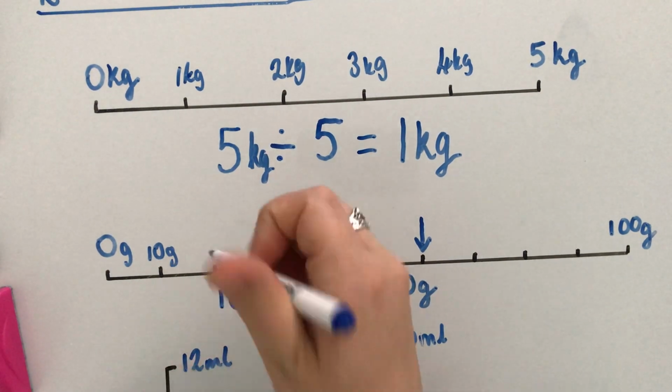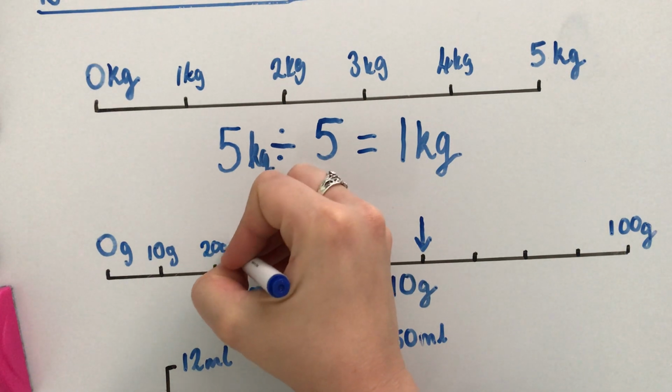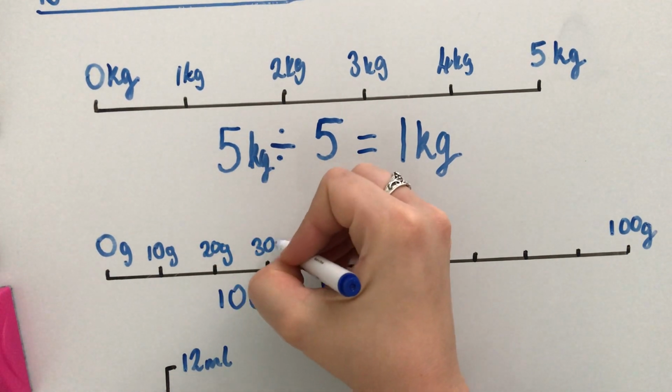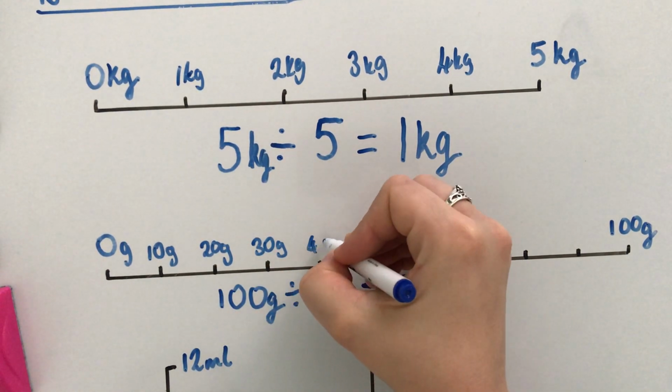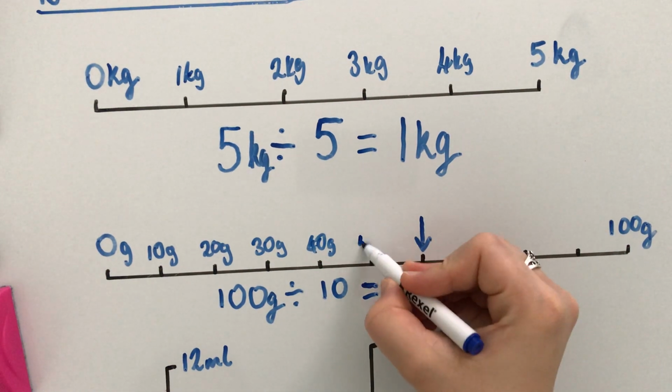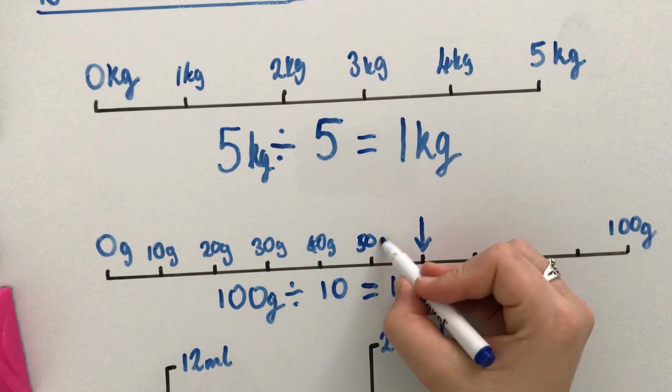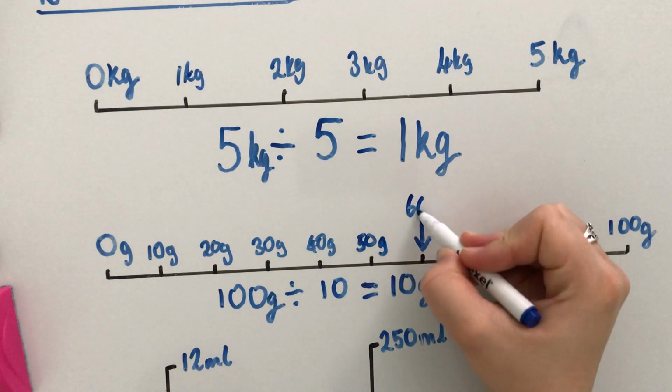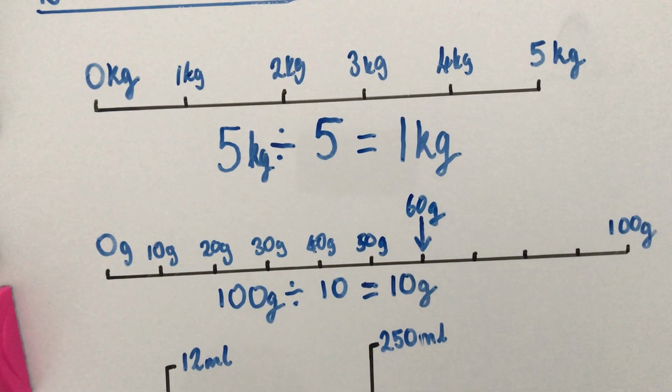So after 10, we're going to have 20, 30, 40, 50. How much is this one then? That's right, it's going to be 60. So we know that that little arrow is pointing to 60 grams.